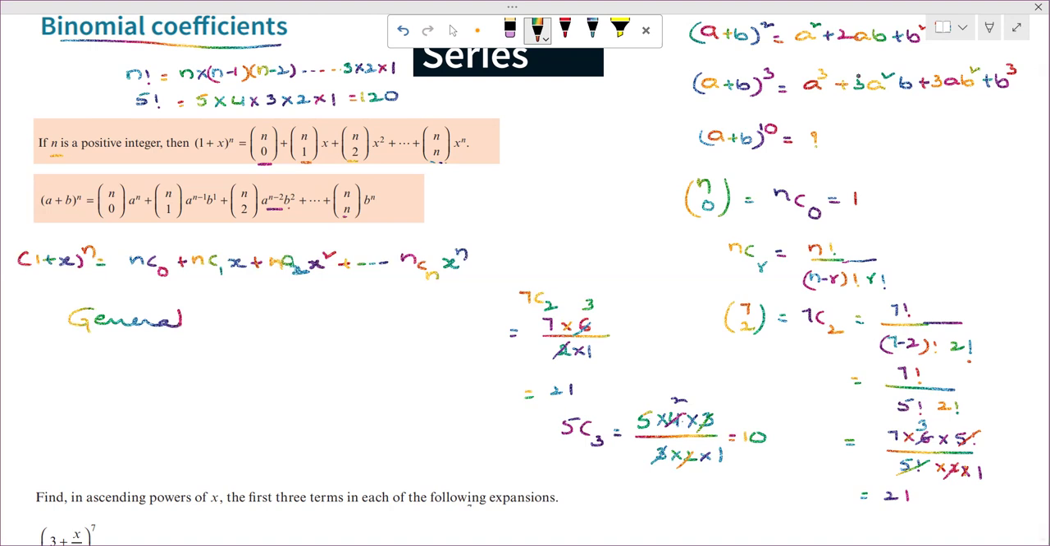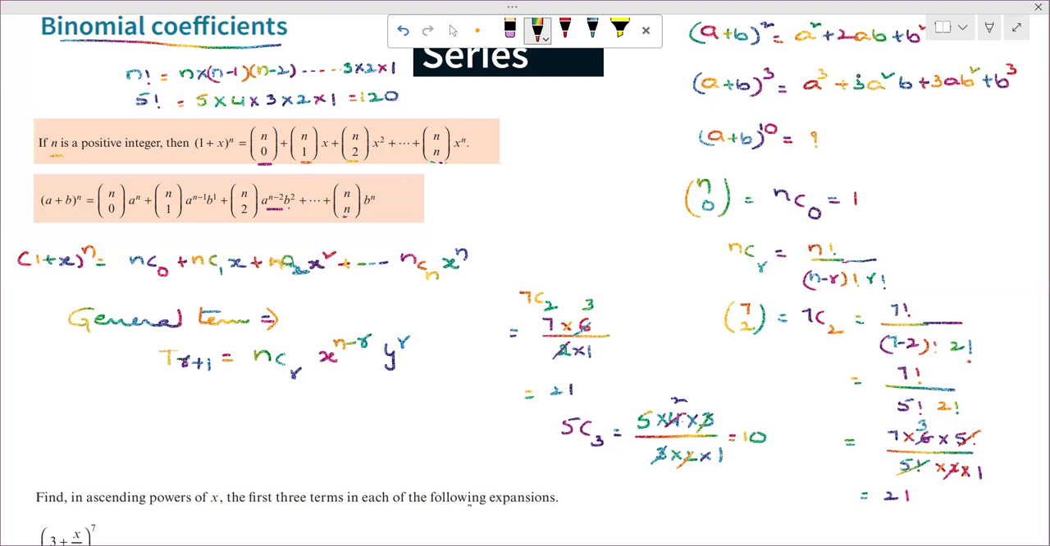General term. How will you find the general term? The general term formula is T(r+1) equals nCr, x to the power of n minus r, y to the power of r. So this is the general formula. Suppose they're asking us to find the fourth term, fifth term, or sixth term; based on that, we can go for that.